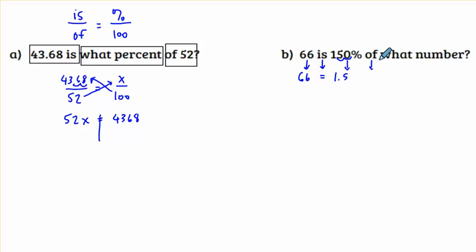Then the next word we see is of, which means to multiply. And finally, we have what number. Anytime we have a what, we know that that is our variable. So we have an equation: 66 is equal to 1.5 times x. We draw a river, and at this point I want you to think about how do you get x by itself and solve that equation for x.